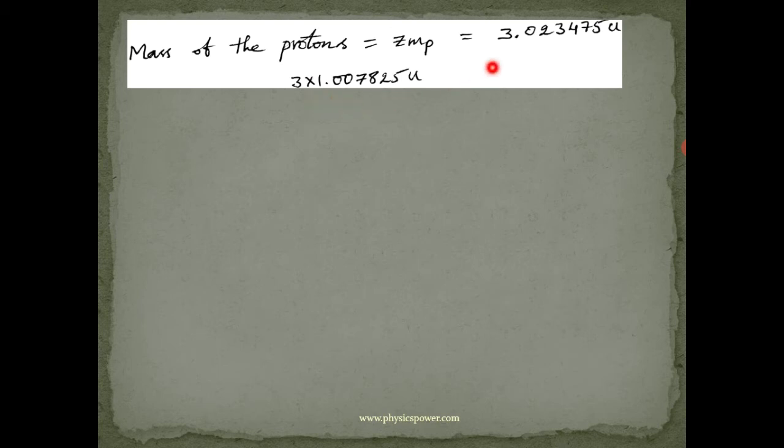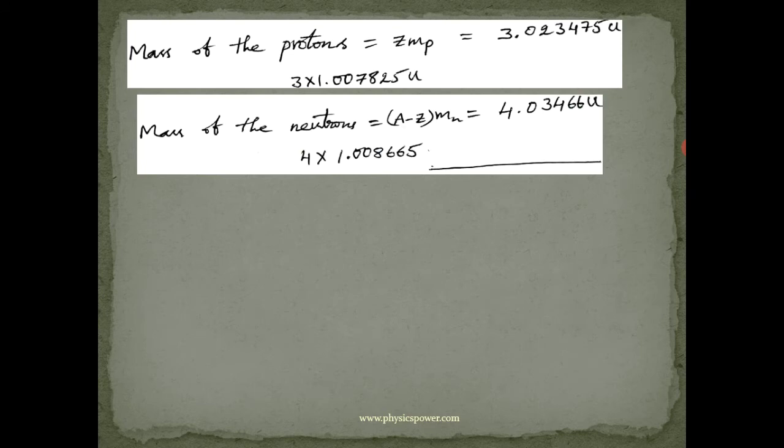If you multiply, you will get 3.023475 AMU. Similarly, mass of the neutrons is number of neutrons into mass of the neutron. Here nuclear mass number is given as 7, so 7 minus 3, atomic number, you will get 4. So number of neutrons 4 into mass of the neutron, you will get total mass of the neutrons, that is 4.03466 AMU. If you add these two, you will get total mass of protons as well as total mass of neutrons, that is the total mass of nucleons.